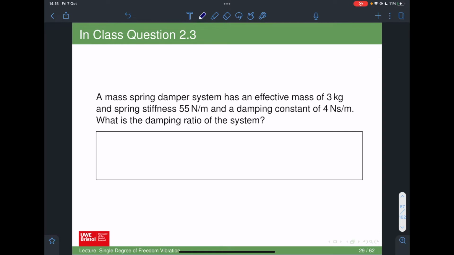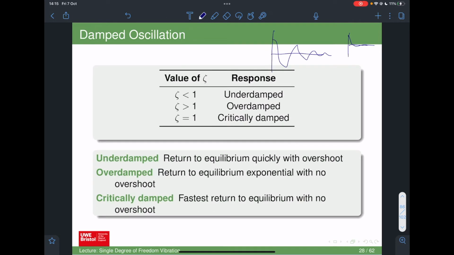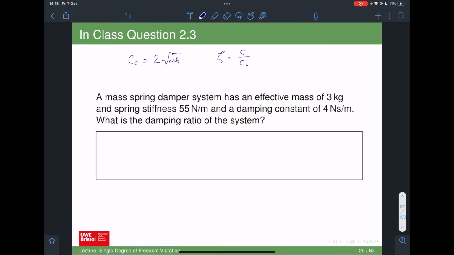So remember, the damping ratio. How you write this symbol is up to you, as long as you recognise what it is. I try and copy the way it's written in the notes, but obviously that can look awfully like a 5 if I'm not careful, so you've got to try and work out what it is.